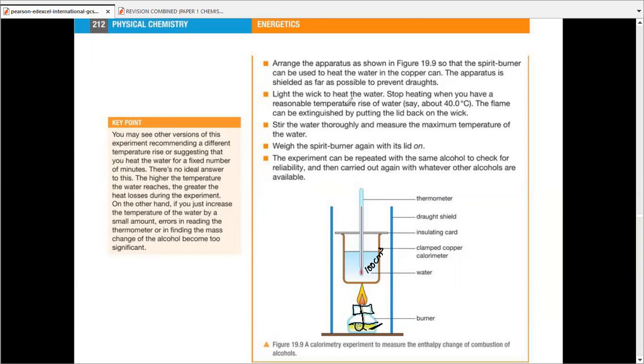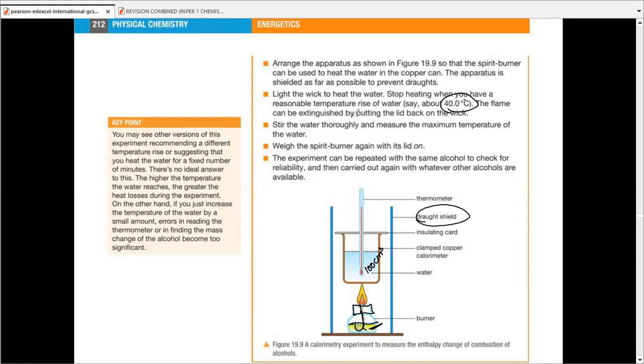Let's go through line by line so that it's easier for you. Arrange the apparatus in the figure shown. The spirit burner can be used to heat the water in the copper can. The apparatus is shielded with the help of a draught shield as much as we can to make sure that the heat produced is used to heat up water and is not wasted outside. Light the wick to heat the water. Stop heating when you have a reasonable temperature rise, say about 40 degrees centigrade.